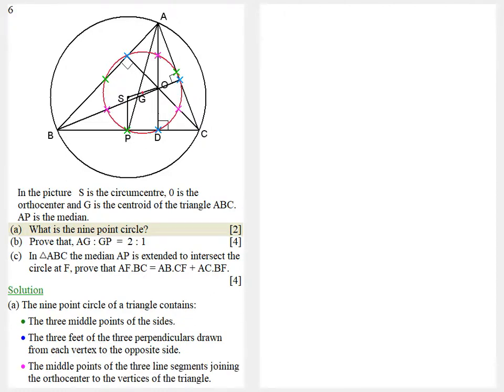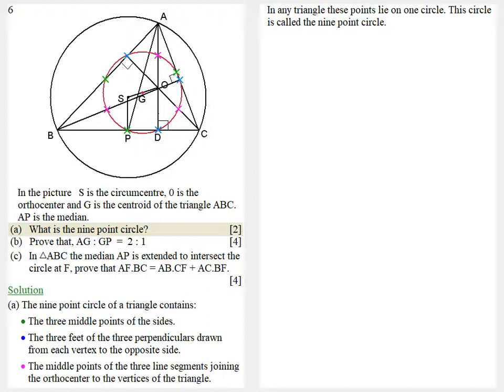It also goes through the 3 middle points of the 3 line segments joining the orthocenter to the vertices of the triangle. In the diagram, it goes through the midpoint of OA, the midpoint of OB, and the midpoint of OC. So in any triangle, these points lie on one circle. This circle is called a 9-point circle. In the diagram, the 9-point circle is drawn in red.